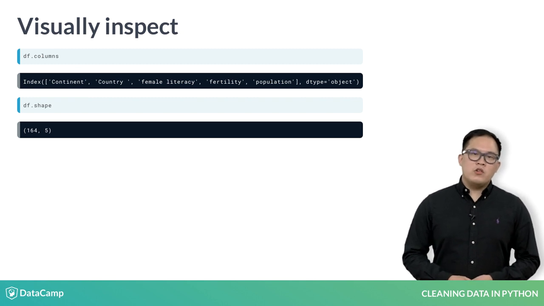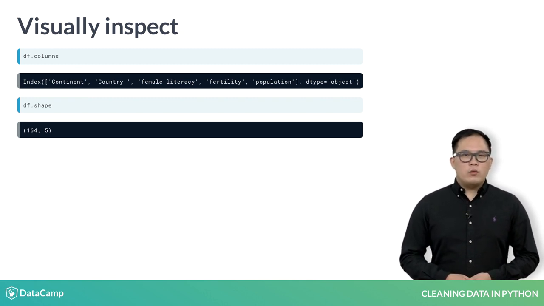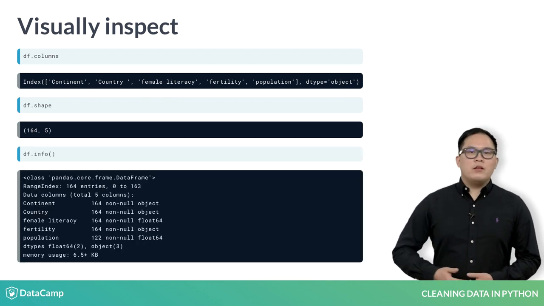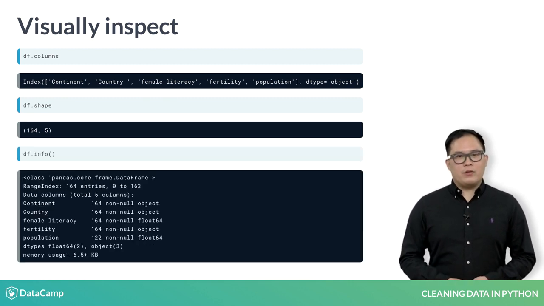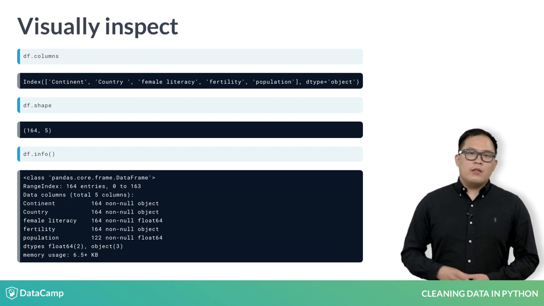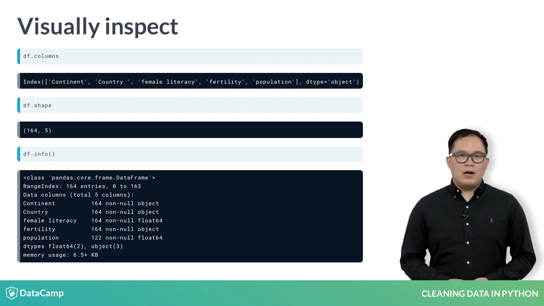Our data has 164 rows. A quick Google search shows that there are 196 countries in the world, so not every country in the world is listed in this dataset. We can use the info method to get additional information about our data frame. This is a pandas data frame object with 164 rows and 5 columns.